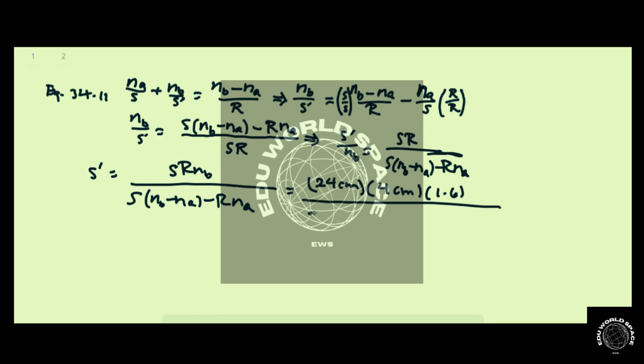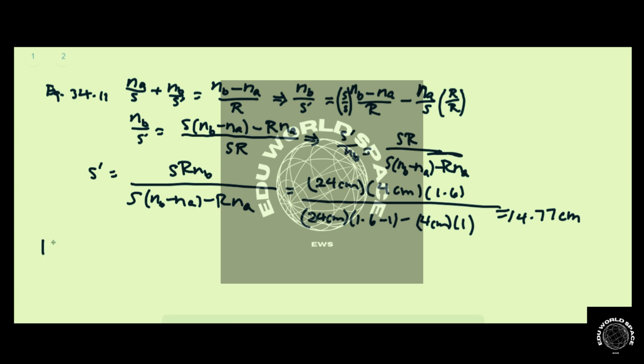Again, we substitute for S, 24 centimeters. And then Nb minus Na is 1.6 minus 1, minus R, which is 4 centimeters, times Na, which is just 1. And so when we just compute this, we get 14.77 centimeters.